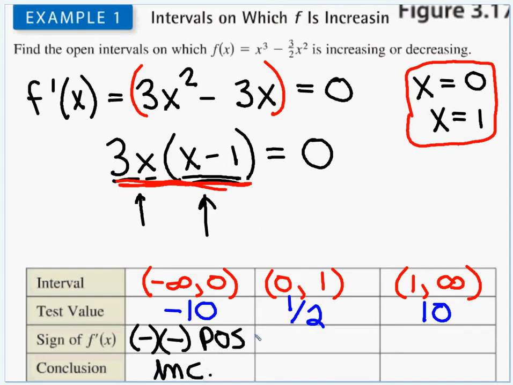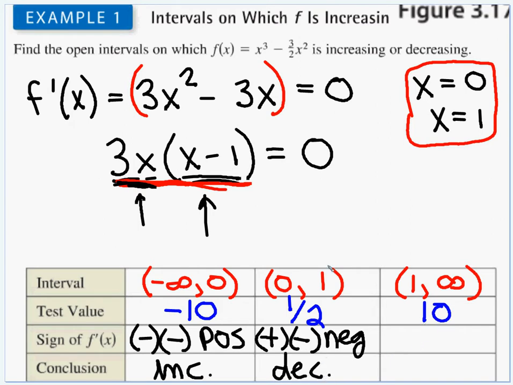Next, 1/2. Let me get a couple of sets of empty parentheses here. 1/2 goes in the first term. 3 times a half is positive. In the parenthesis, 1/2 minus 1 is negative. A positive times a negative is negative. Negative derivatives mean the function is going downhill, so I know this one is decreasing.